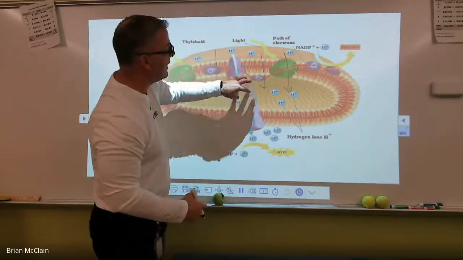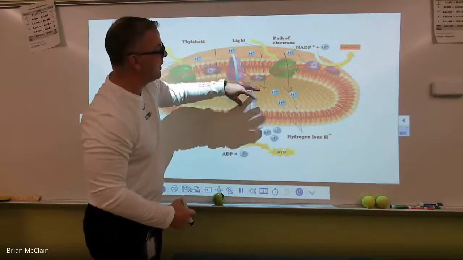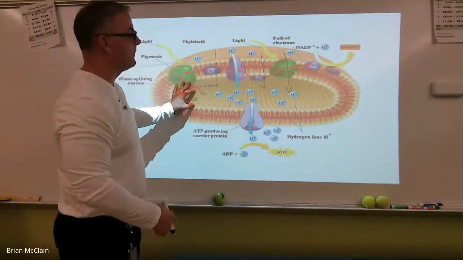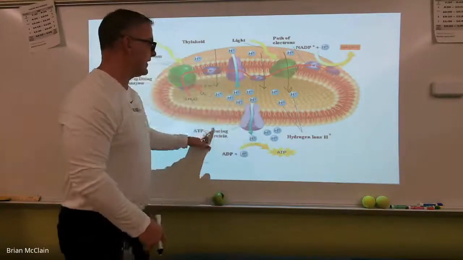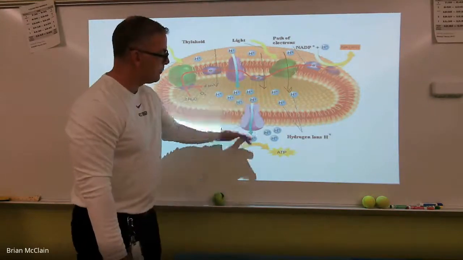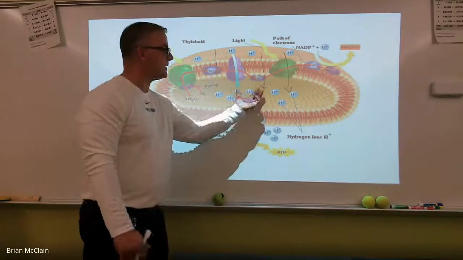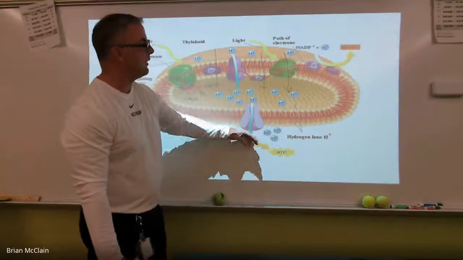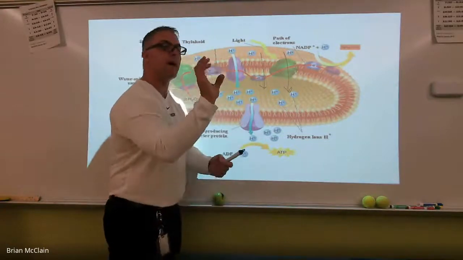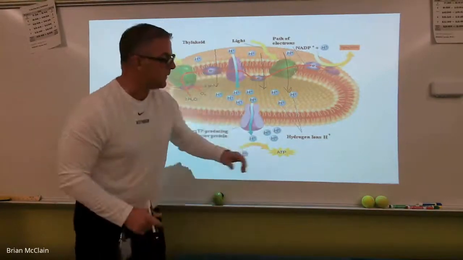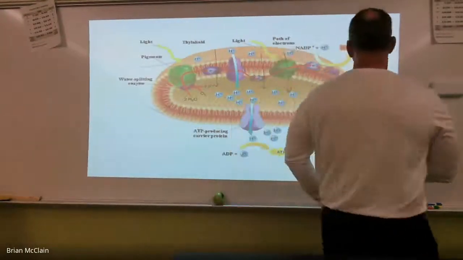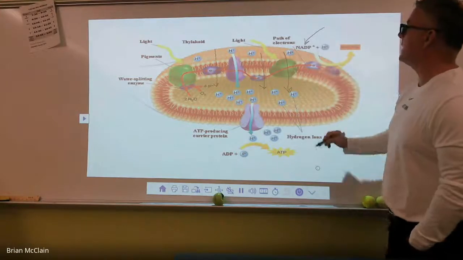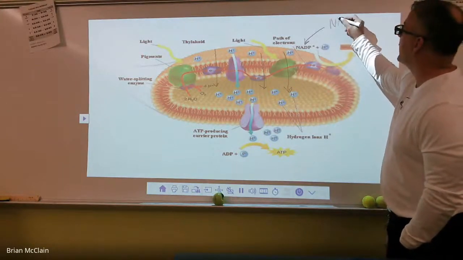We're getting a gradient of positive protons on the inside, these hydrogen ions, compared to what's outside of that thylakoid. We're going to see the enzyme ATP synthase play a critical role once again, because the hydrogen ions are going to be able to essentially go from high concentration to low concentration through that metabolic rotor of sorts to make ATP.